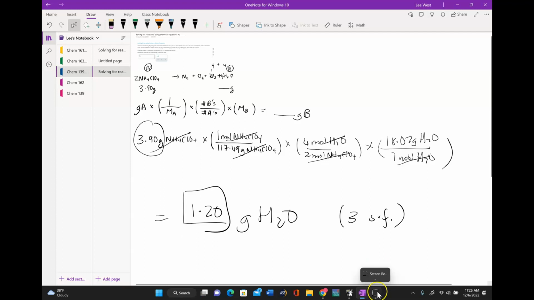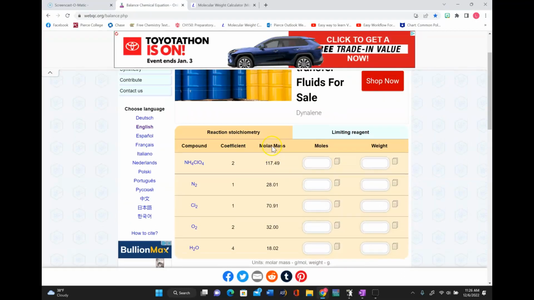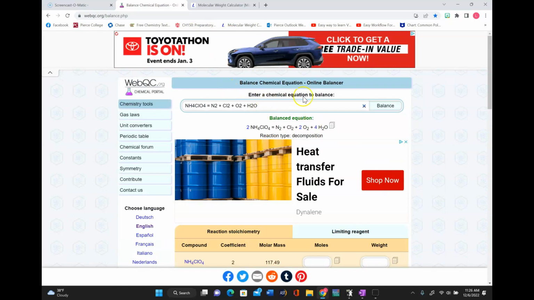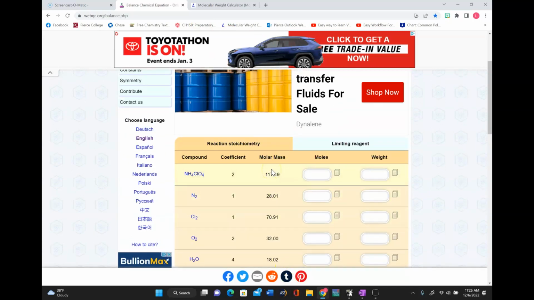All right, well, I hope you found that helpful. A couple of examples there. Not really that tricky. You just remember grams of A to grams of B. You do grams of A times 1 on the molar mass of A times the number of B's over the number of A's that are in your equation times the molar mass of B. And because we're working in an online environment, I think it really helps if you use an online equation balancer, and they'll calculate out your molar masses for you.